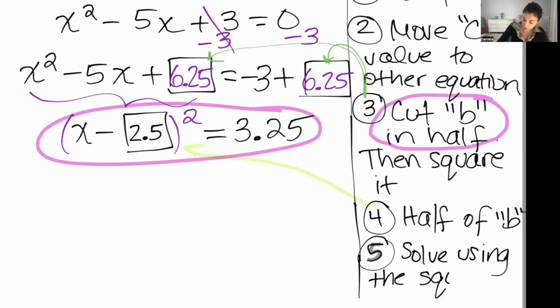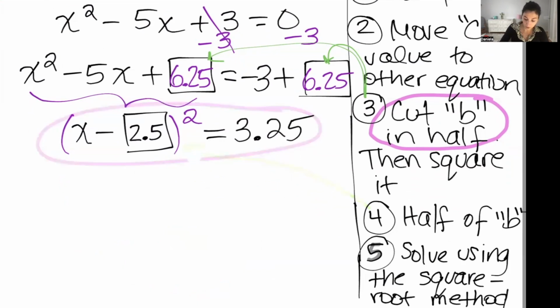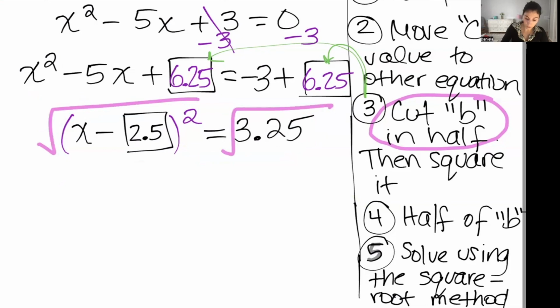Why is it called the square root method? Well, duh, because you're going to take the square root of both sides. Why are we going to do that? Because the opposite of squaring is square rooting. So when you take the square root, that squared goes away, and what is left is what's inside the parentheses. So we have x minus 2.5.